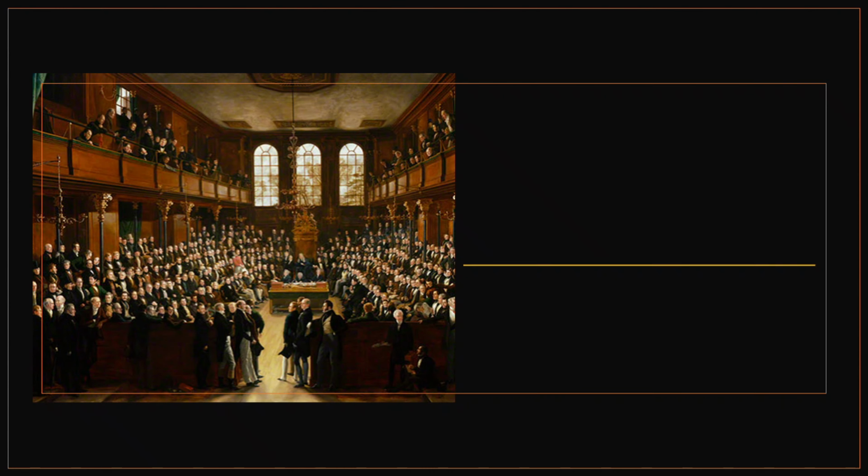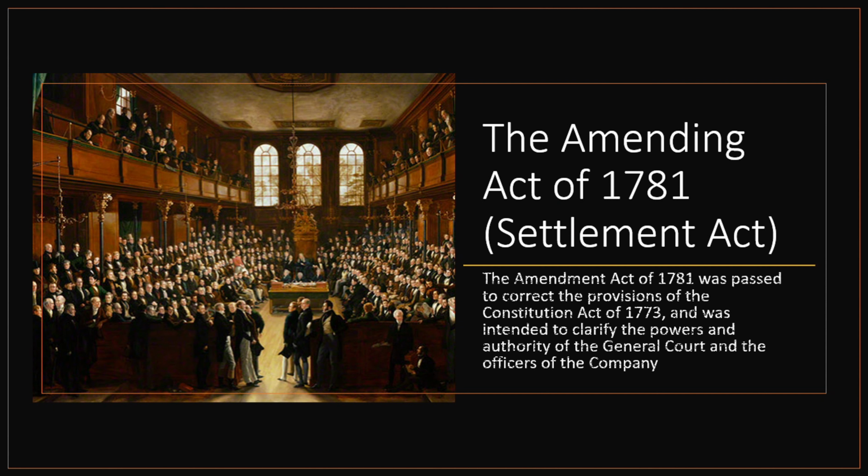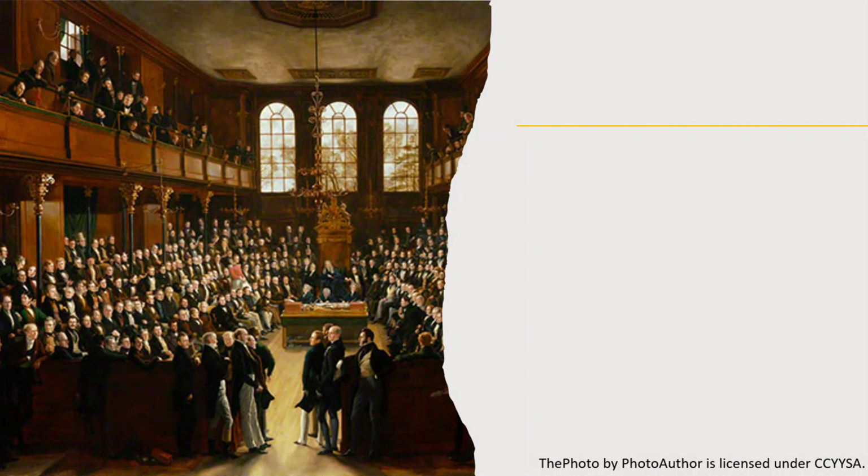Amending Act of 1781. Settlement Act. The Amending Act of 1781 was passed to correct defects of the Regulating Act of 1773 and was intended to clarify the powers and authority of the General Court and the officers of the company. Highlights of the Amendment Act.